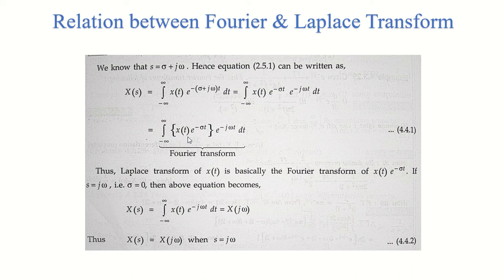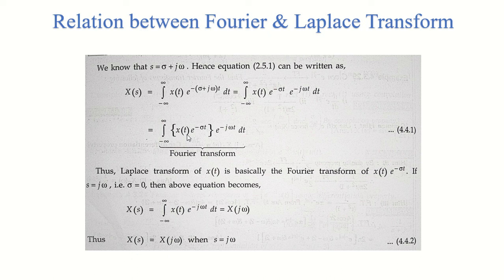But if I call this term, which is in the curly bracket, as x of tau, and then see this formula, it is the same formula as the Fourier transform's formula. Basically it is the formula of Fourier transform, right? So Laplace transform is nothing else but actually a Fourier transform of this term, x of t into e raised to minus sigma t.